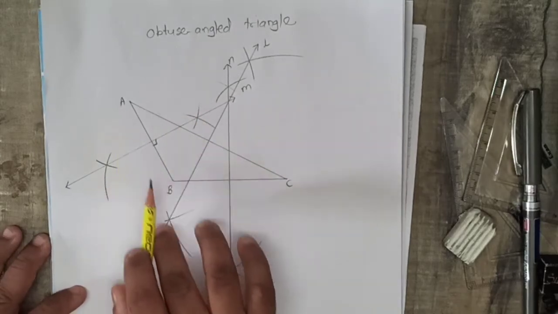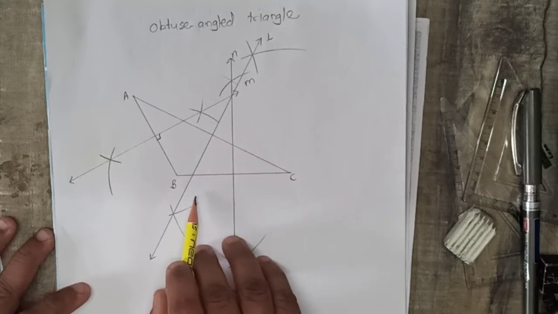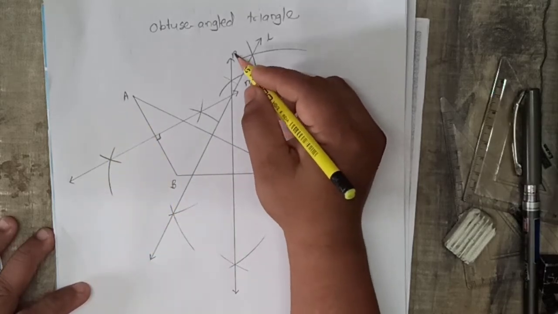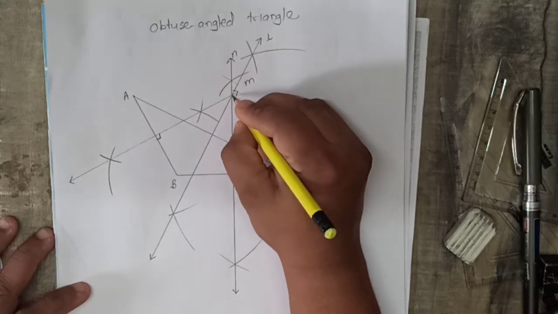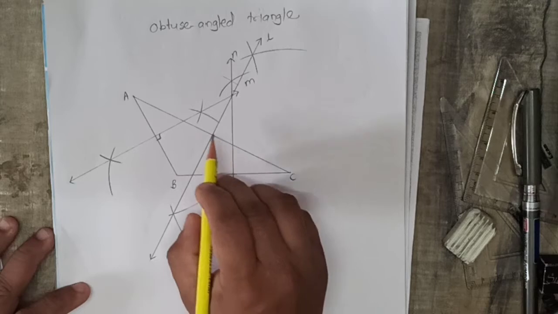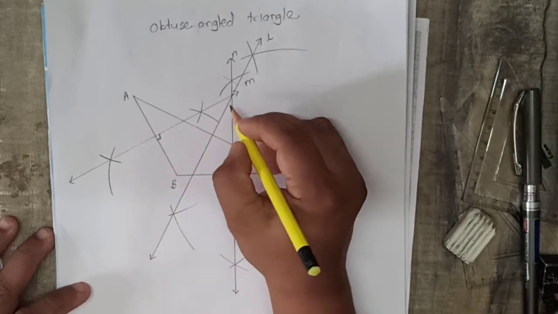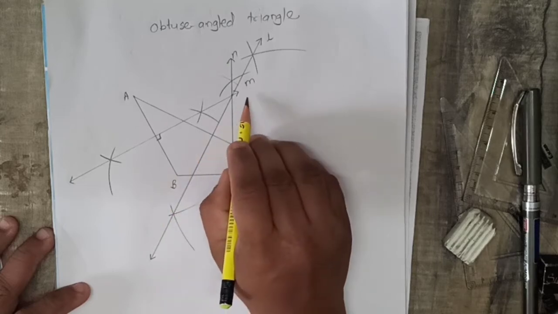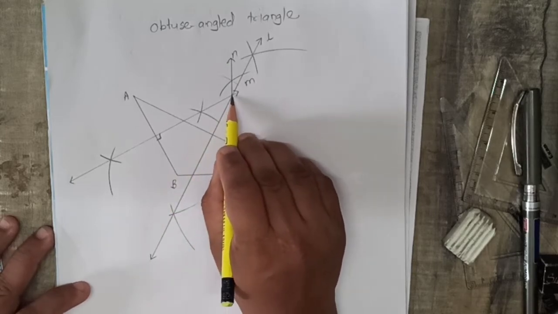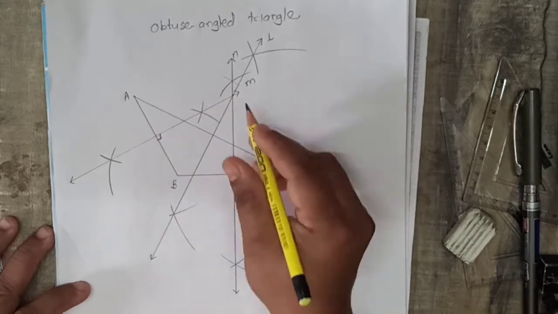So let's see, this is an obtuse angle triangle, and I draw all three perpendicular bisectors of side AB, side BC and side AC. The lines M, N and L meet in this one point. That means in an obtuse angle triangle, the perpendicular bisectors of the sides are also concurrent, but they meet each other outside of the triangle. That means the location of this point of concurrence is outside of this triangle.